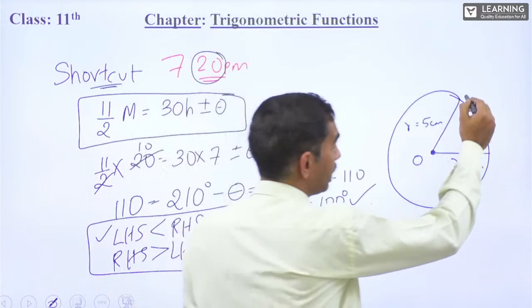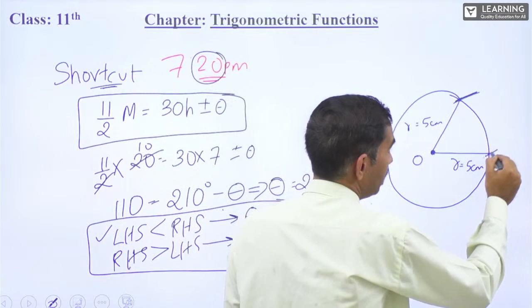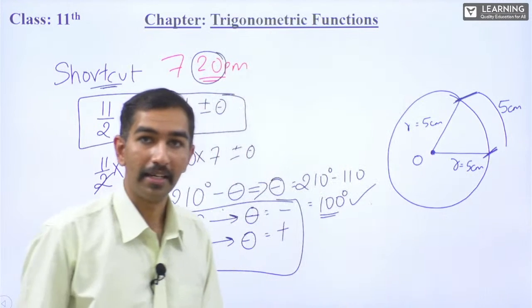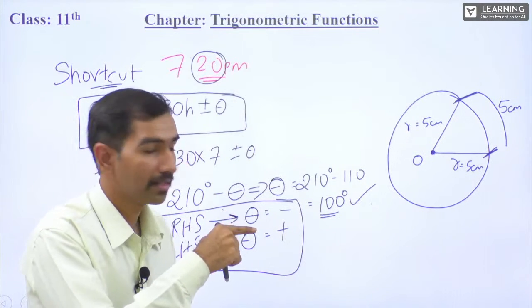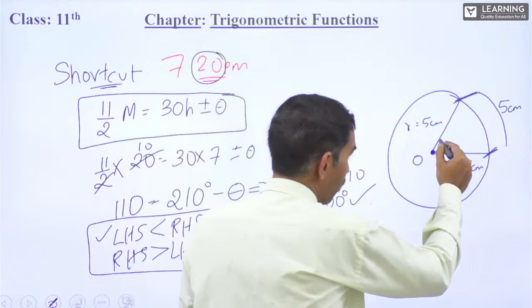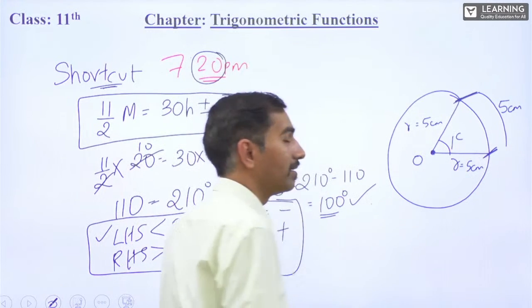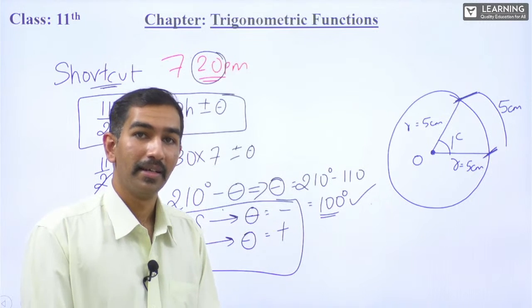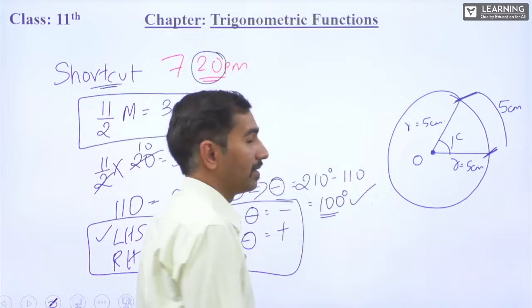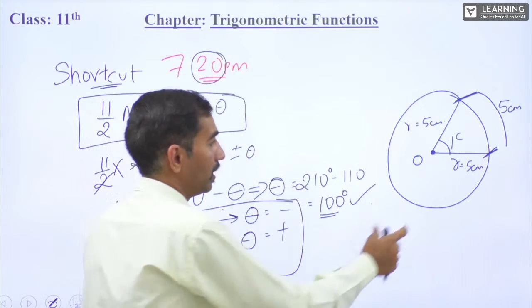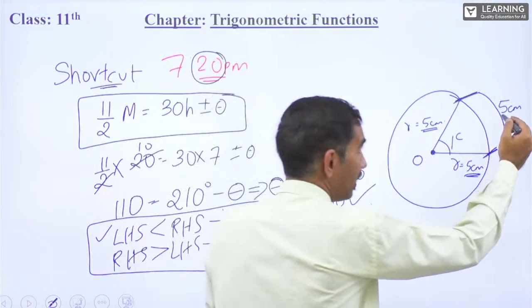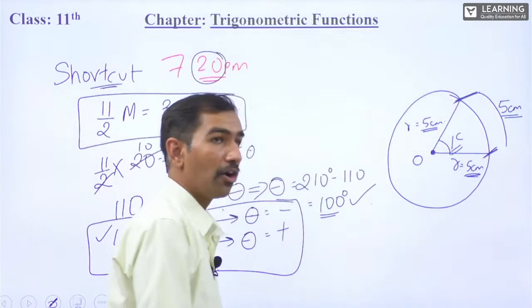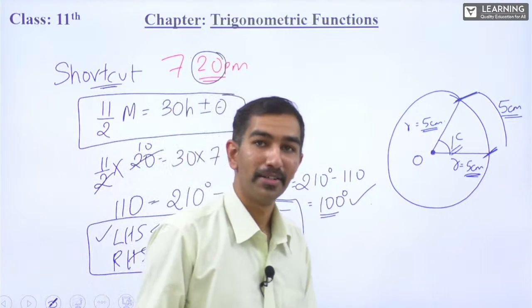Now, if this arc length starting from this point until this point is also 5 centimeters, then the angle formed at the center of the circle is 1 radian. This is how the radian is formed. Understanding how the radian is formed? Radian is nothing but what? When two lines in a circle meet at a point whose lengths are equal, 5 centimeters, 5 centimeters, and the arc length is also equal, 5 centimeters only, then the angle formed at the center of the circle is said to be 1 radian. So this is the definition of radian.